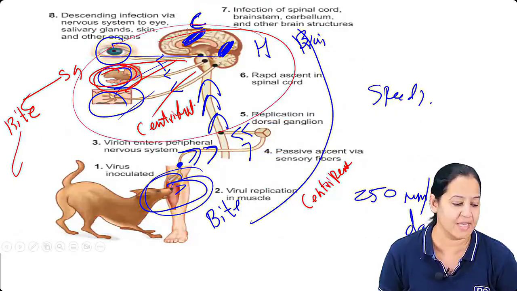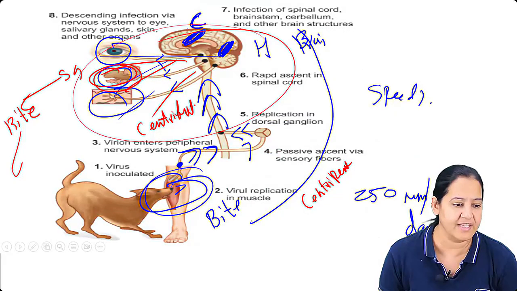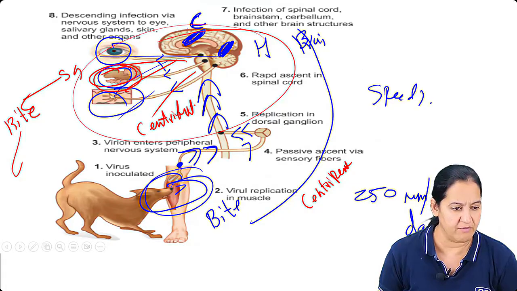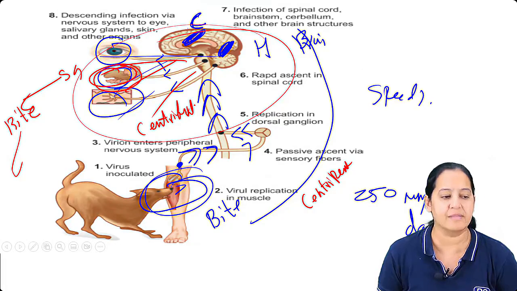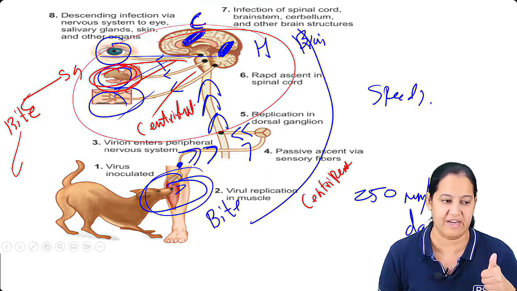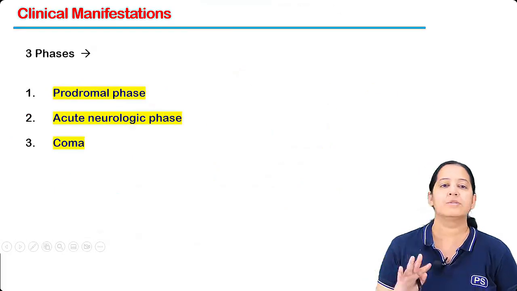Say what you're asking. Even if it's inside the body, can we prevent it? Yes, we can prevent it with the vaccine, even if it is inside the body. Yes, definitely. I'm coming to the vaccines. Okay, so this is the pathogenesis.